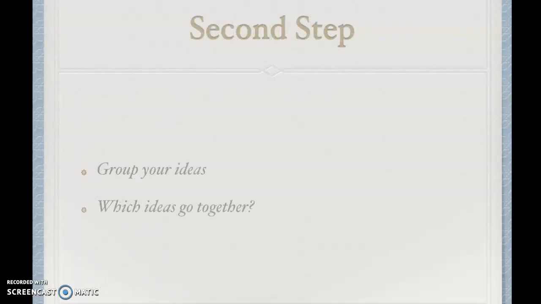What's the second step? Well, now that you've made a list of all your ideas, try to group your ideas together. Which ideas logically belong in the same category? Which ideas can be grouped together in a more structured way? Let's take a look at an example. So remember some of the ideas that I put down in the brainstorming phase? Let's see if we can group them together.